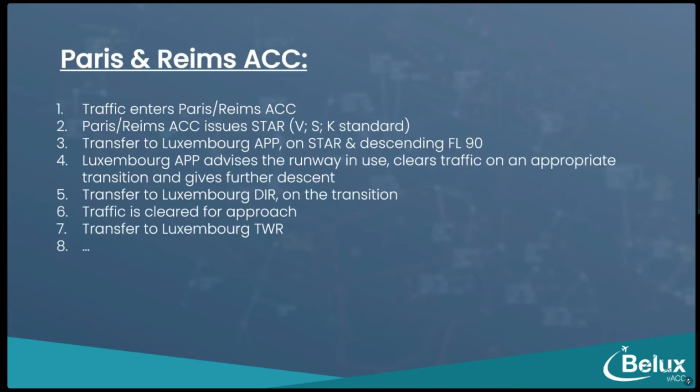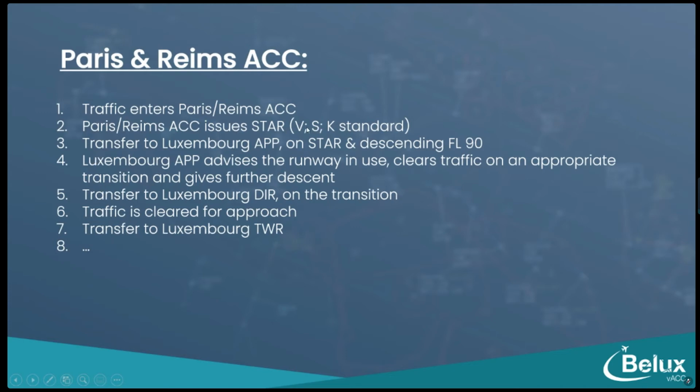Okay. Paris and Reims. It seems like I forgot to have my points come on one by one, but the idea is quite straightforward, a little bit the same as Brussels. Traffic answers Paris or Reims. Paris or Reims issues a star. Victor, Sierra, and Kilo are the standard ones. Transfer to Luxembourg Approach on the star, descending flight level 90. Luxembourg Approach advises runway in use, clears traffic, and we know the drill from there.